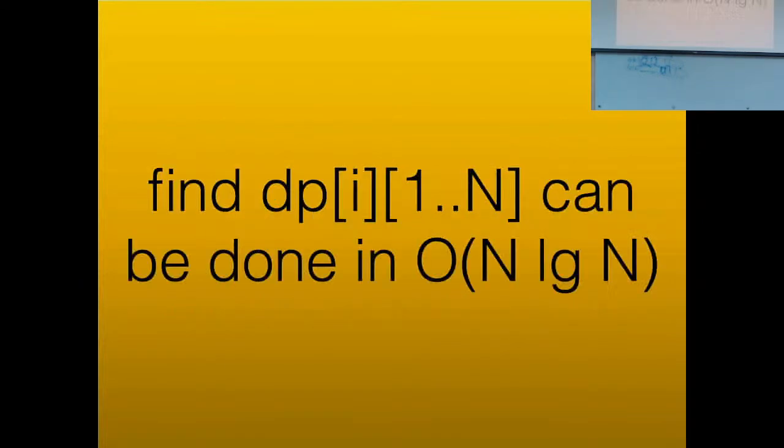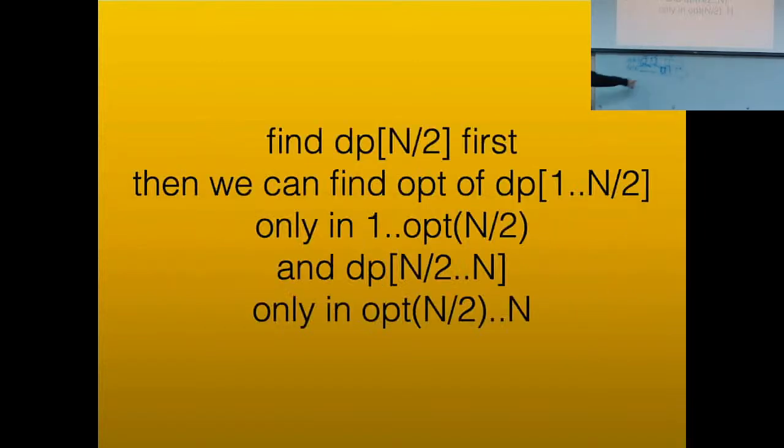But actually, there's a method to do it in n log n. Basically the idea is that we try to find the dp of the middle value first, and we do it naively, looping from 1 to n on the previous dp that we refer to. And again, this is why we need the previous dp to be computed fully first, because we want to calculate this while the rest is not filled yet.